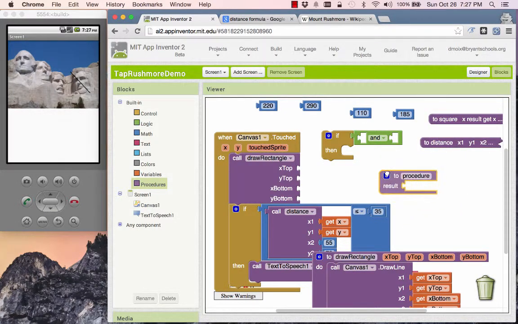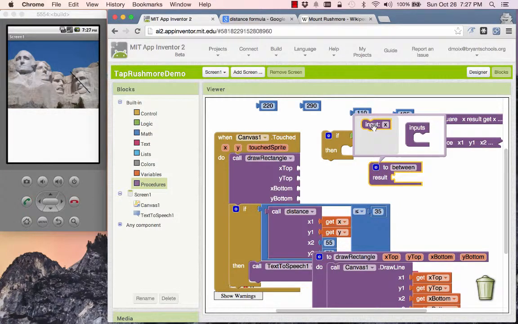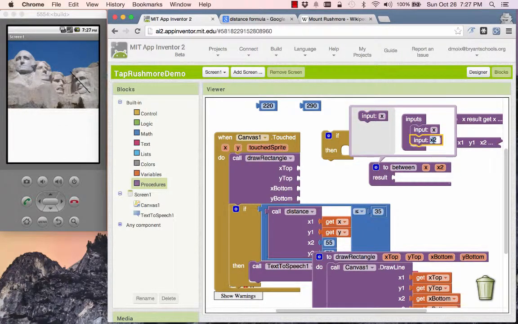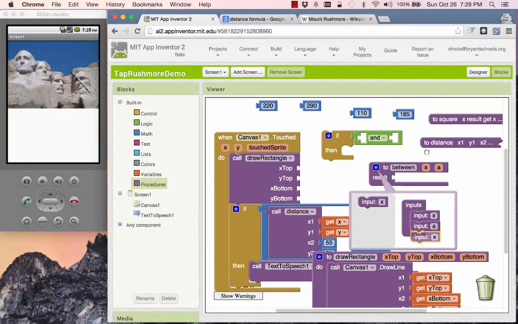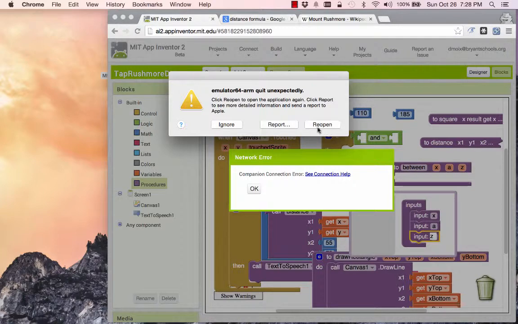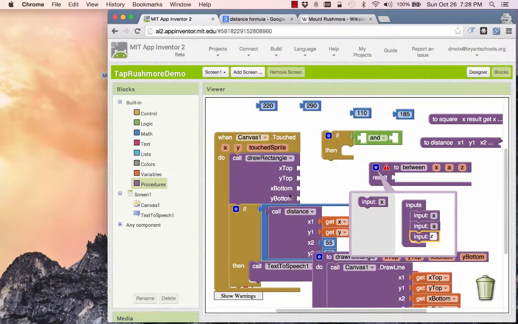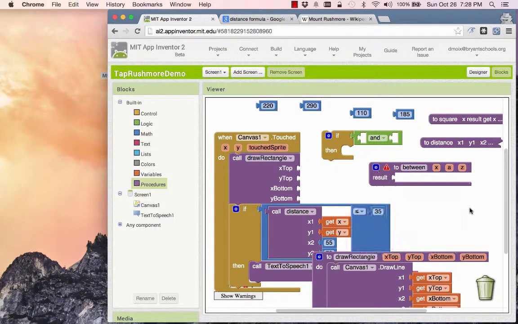If we want to know if some value, x, is between some beginning value, I'm going to call it a, and some ending value, I'm going to call it z. If x is between a and z. So how do we know if x is between a and z? Well, we're going to do it by using comparisons.